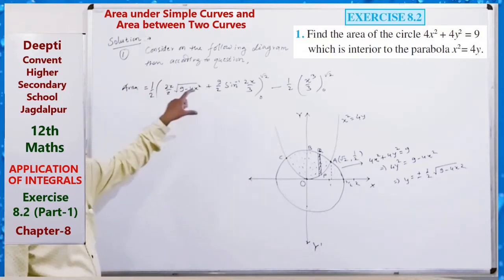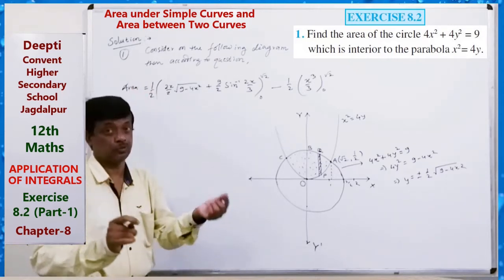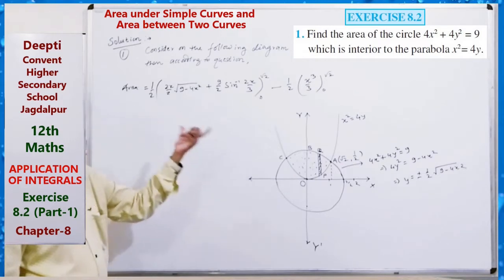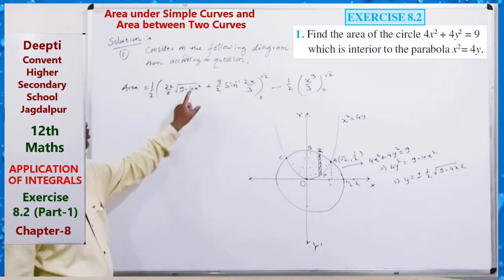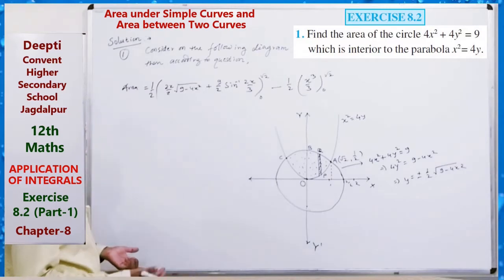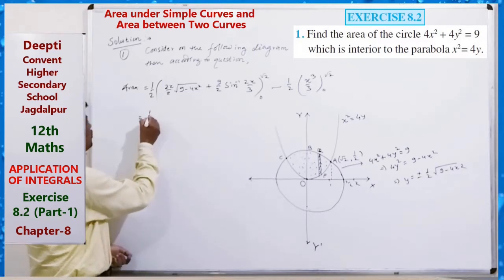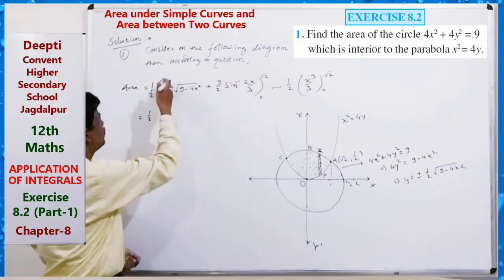So total divided by 2, because if 2x equals t, then dx equals dt by 2, so 1 by 2. And t equals 2x. Clear? So we can solve it. 1 by 2, putting the limit 2 to cancel.